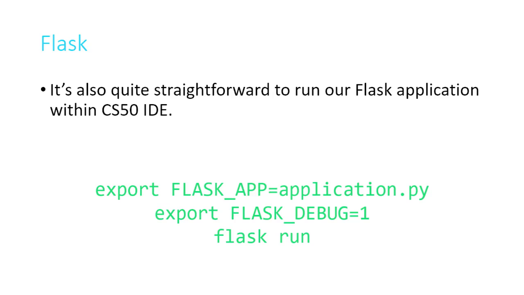So export FLASK_APP=application.py, because that's the name of our file. The second line is technically optional, but it's recommended, particularly as you get started. Export FLASK_DEBUG=1. 1 here just basically means true.